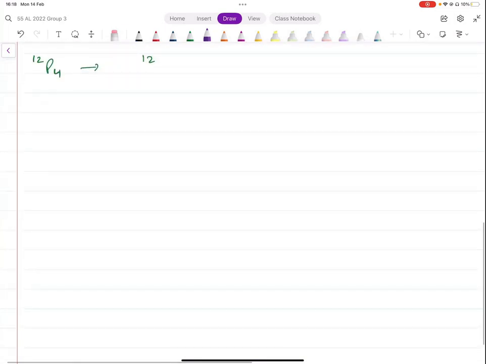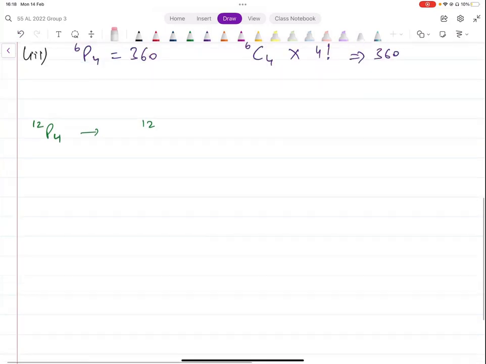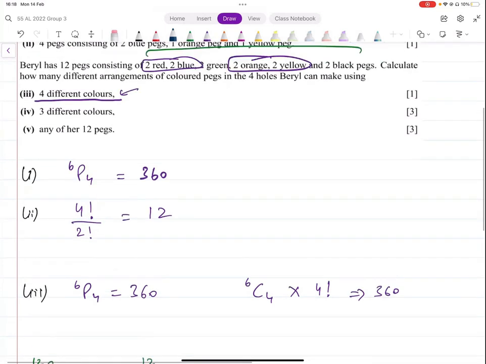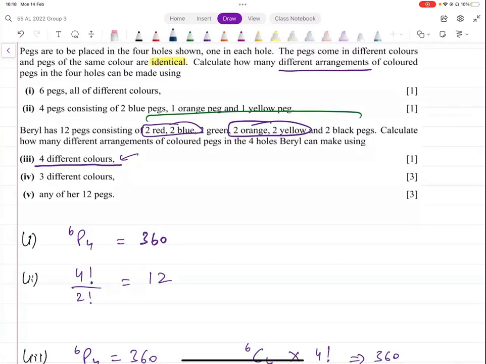12P4 does not have any restrictions. The 12 may say you can choose any four and then arrange them. But that's not allowed. You can't choose any four. You have to choose one from every color. So you have to choose one red, one from every color. So we have six colors. Six colors mein se aap ek color choose kar sakte.